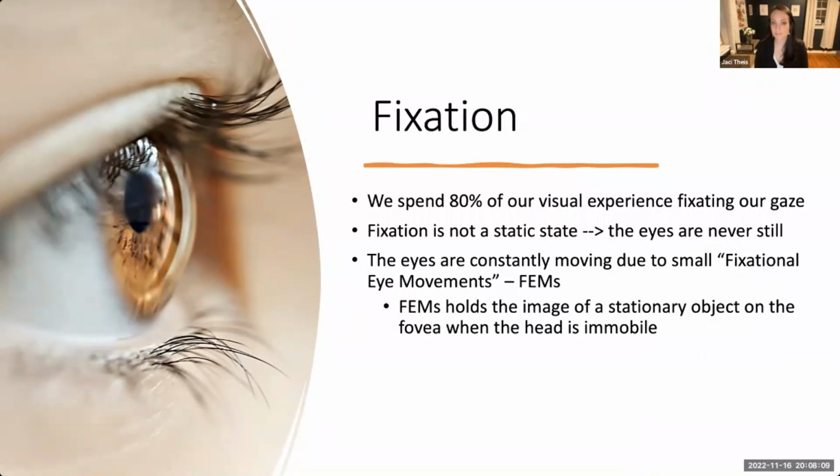And it used to be thought that fixation was this passive state that occurred in between our active eye movements. So meaning fixation was just kind of this thing that happens when we're not making a smooth pursuit or not making a saccade. And what research has shown is that actually fixation is an active state. And there are different types of eye movements that are being employed during fixation that we will call fixational eye movements or FEMs. And what they do is they hold the image of a stationary object on the fovea when the head isn't moving, but they allow the retina to move a little bit so that we can maintain precise vision.